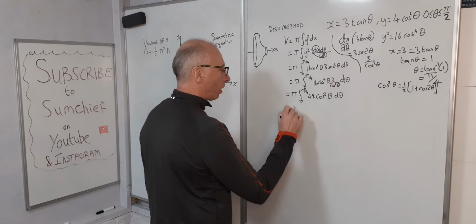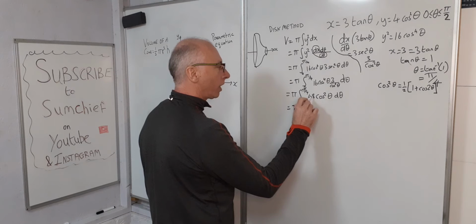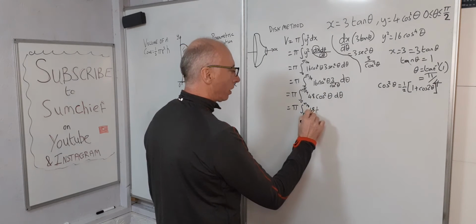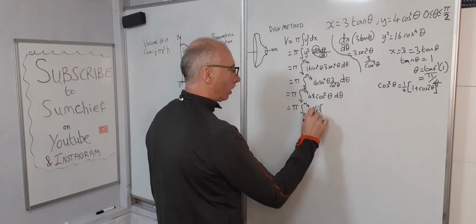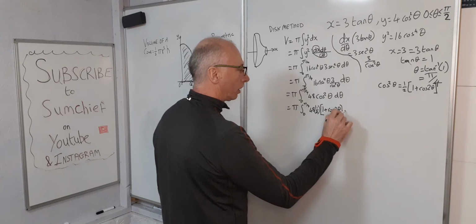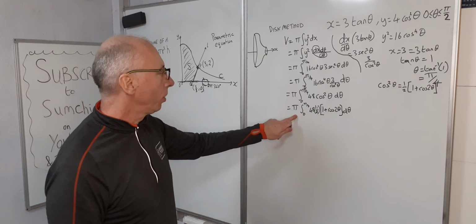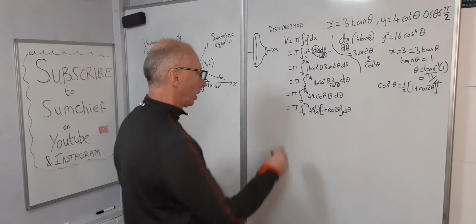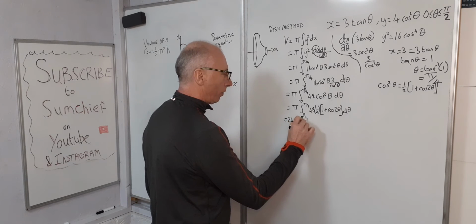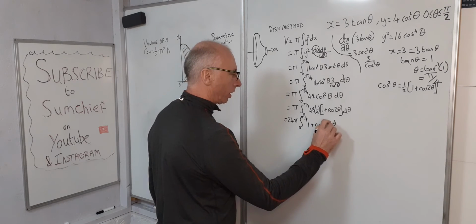So that equals pi times pi over 4, 0, 48 times cosine squared theta. That's a half, 1 plus cosine 2 theta, d theta. Okay, let's bring the 24 out front and then we're ready to integrate. So that equals 24 pi, 0 to pi over 4, 1 plus cosine 2 theta, d theta.